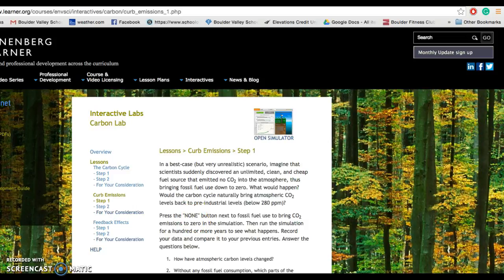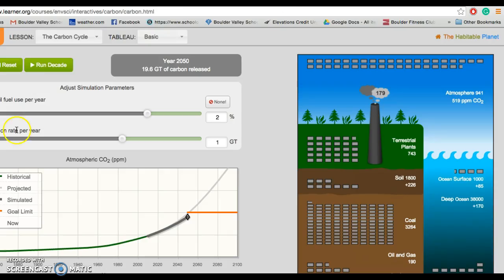So we're going to go back to the simulation, and instead of having the carbon increase 2% every year, we're actually going to set it to none. So this is as if no new additional CO2 was contributed to the atmosphere.